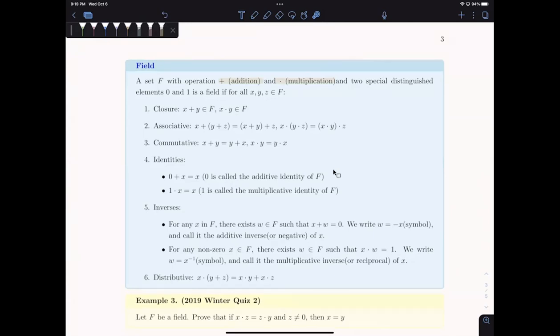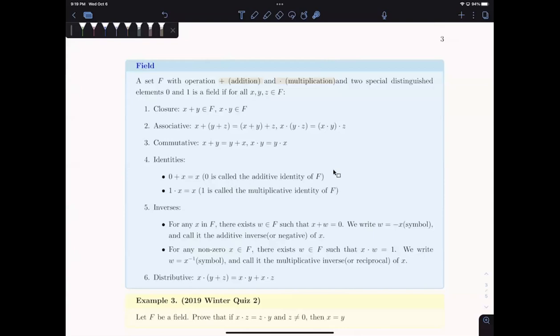Are natural numbers a field? What do you think? Does it have 0? You have to have those two. No. See? And does it have an additive inverse? There are many things it does not satisfy.